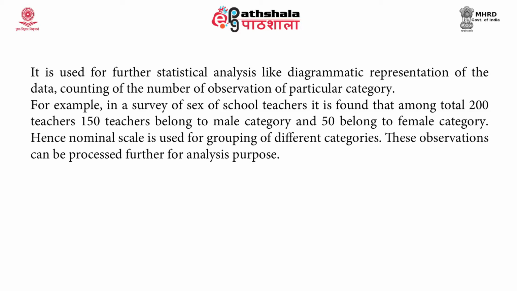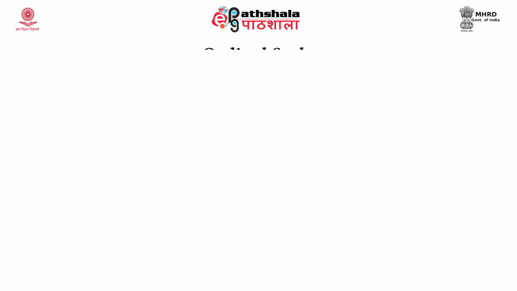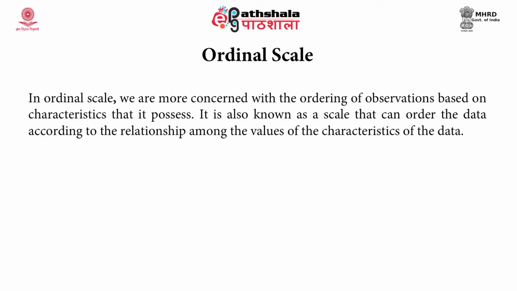These observations can be processed further for analysis purpose. Now come to the ordinal scale. In ordinal scale, we are more concerned with the ordering of observations based on characteristics that it possesses. It is also known as a scale that can order the data according to the relationship among the values of the characteristics of the data.